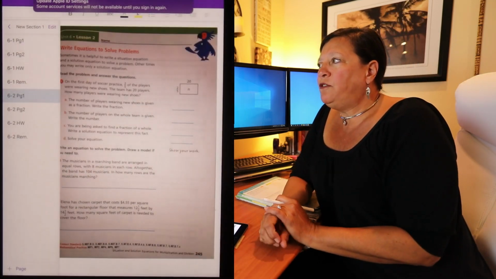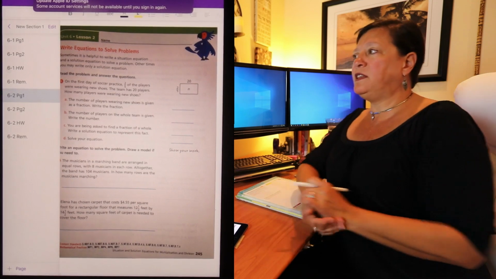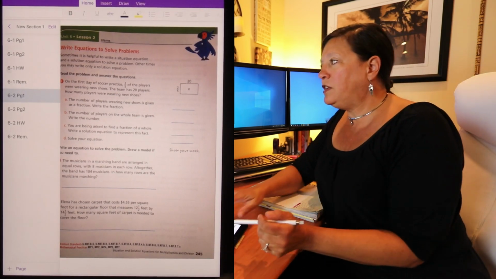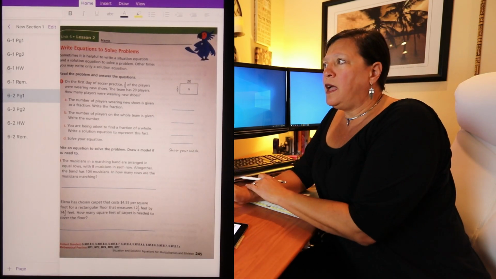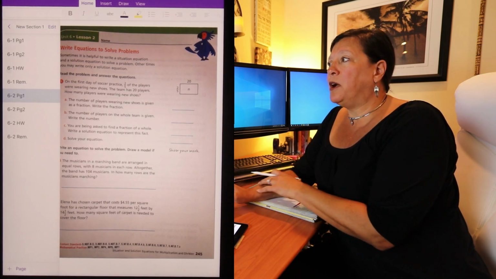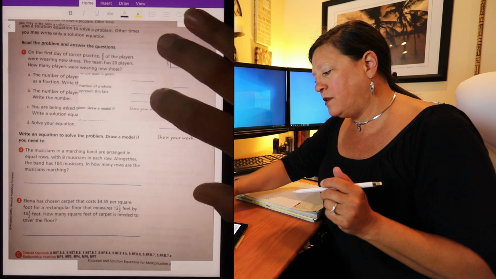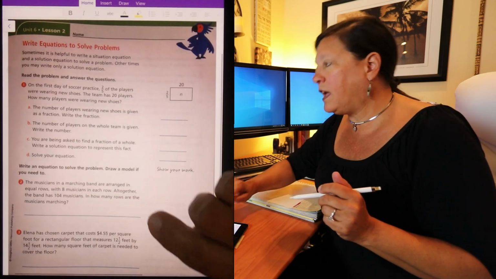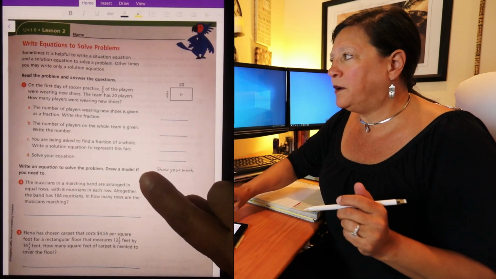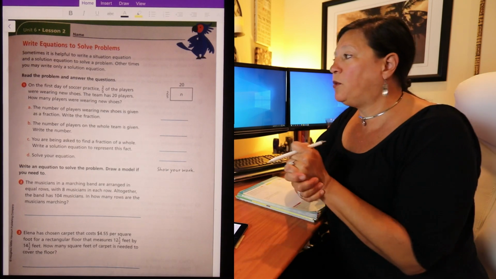So, writing equations to solve problems. Sometimes it is helpful to write a situation equation and a solution equation to solve a problem. Other times you may just write a solution equation. All right, so let's look at number 1 here. Okay, so we're going to read the problem and answer the questions.